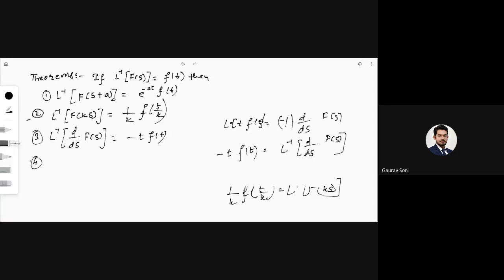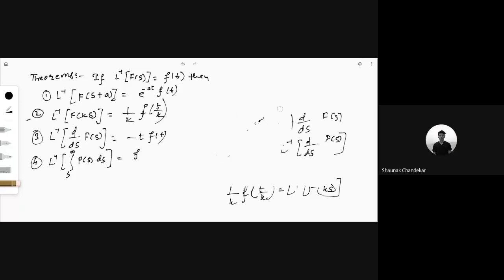Look, everything depends on the list that we have studied in the Laplace transform, nothing new. Next, Laplace inverse of integral s to infinity capital F of s ds is equal to, yes, if anyone can. F of s upon s.